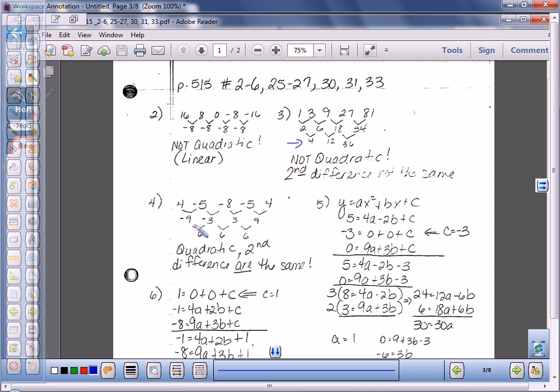Let's look at number 4. Our first differences are not the same, but our second differences are. And when our second difference is the same, is constant, then it is a quadratic. So number 4 is a quadratic.